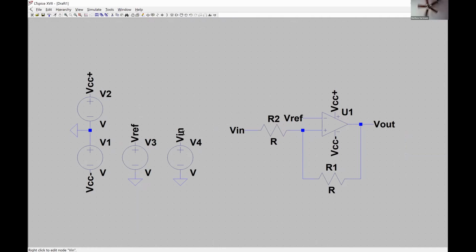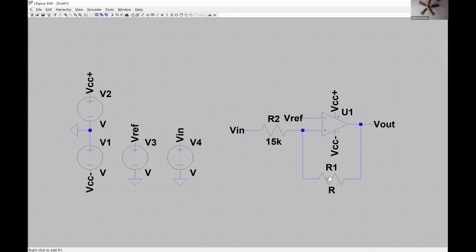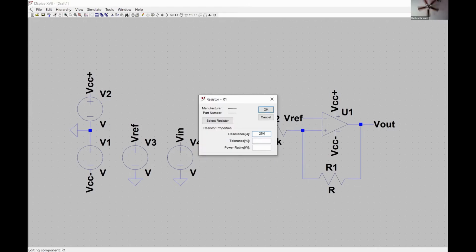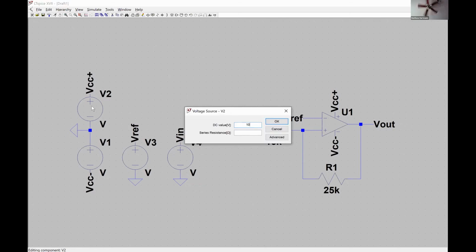All right, now I need to put all my component values in. So this resistor is a 15K. This resistor is a 25K. My power supply voltages are plus and minus 10, so I do 10 here.